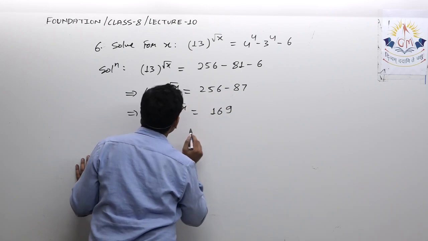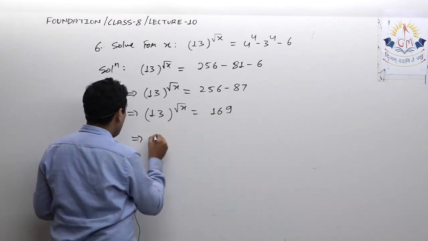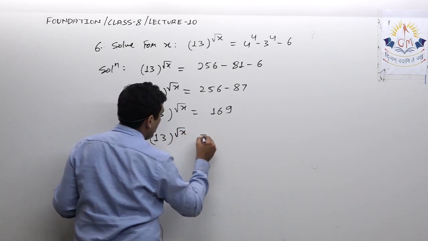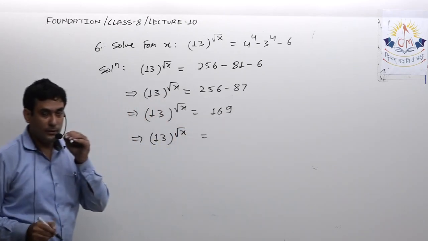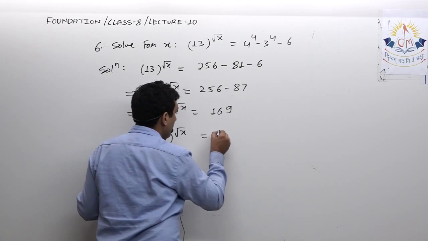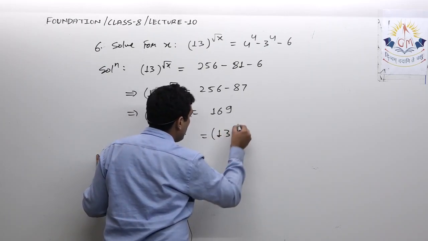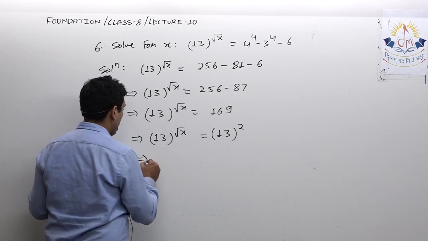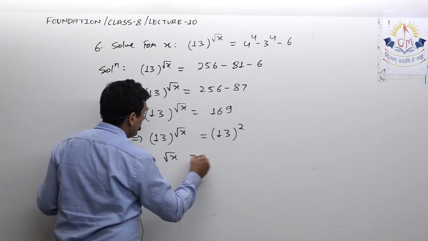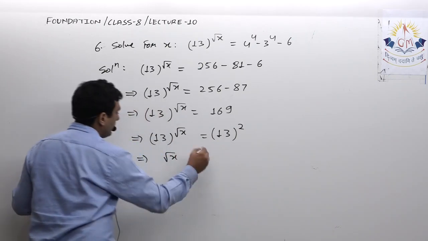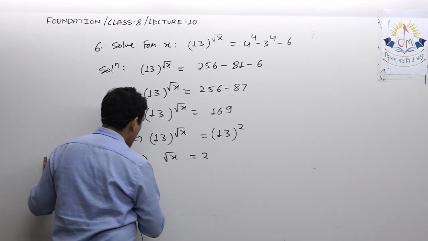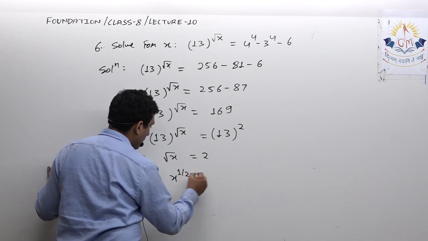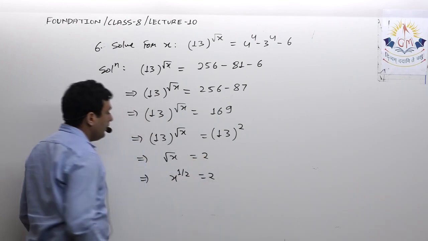$169. Okay, now here you should remember, that should be in your mind, that 169 is actually 13 square. Now see, same, so I can say powers will be same, that is root x is equal to 2. Now root x, that is x raised to 1 by 2, and here I have 2.